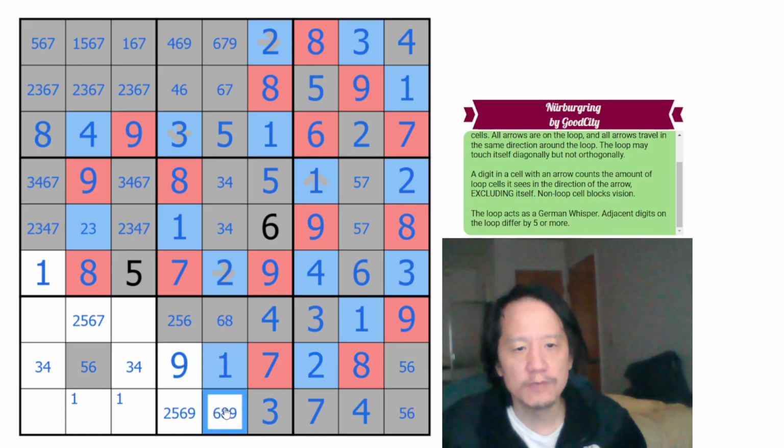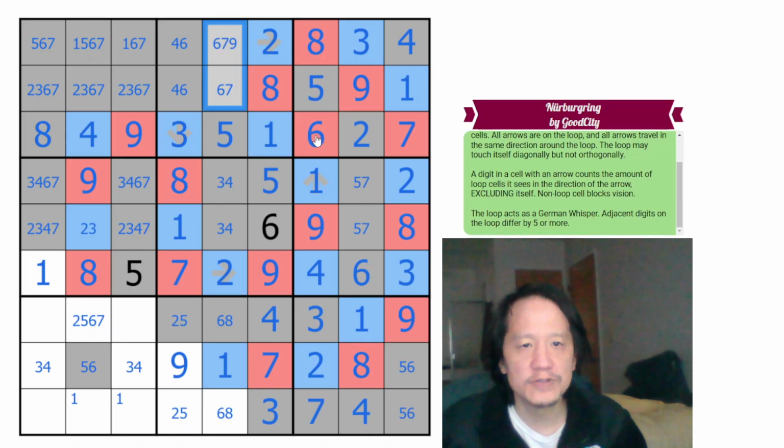So this must be 9, which means none of these can be 9. This can't be 9. This can't be 9. We have a 4-6, 4-6 pair in column 4, so this can't be 4 or 6. This is 2 or 5. This can't be 6, then. And where's the 9? It has to be here.